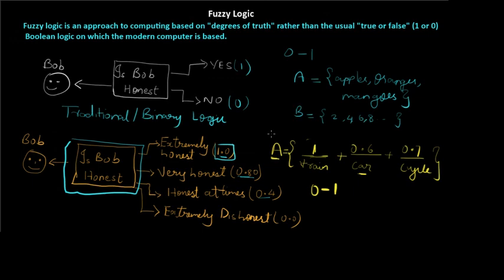For example, certain operations which we apply on crisp sets, such as union, intersection, addition, and so on, can all be performed on fuzzy sets as well. We'll see that in the next video tutorial. I hope you understood all these basic concepts, and this is just some theory which you need to know before solving some numericals, and in the next tutorial we'll see some numericals as well.